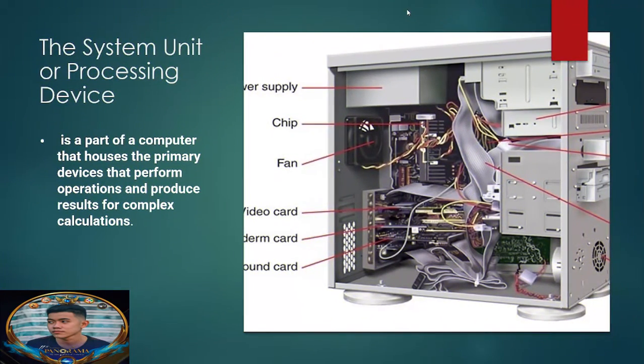The system unit or processing device. Part of a computer that houses the primary devices that perform operations and produce results for complex calculations. It includes the motherboard, CPU, RAM, and power supply or PSU.